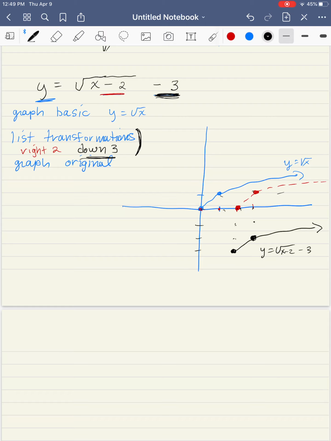In our next video, we're going to look at several more rules on how functions can be changed by putting in a negative or by multiplying by a number.